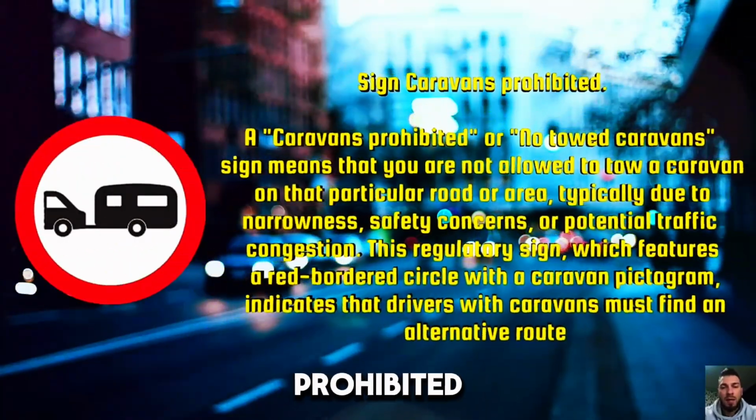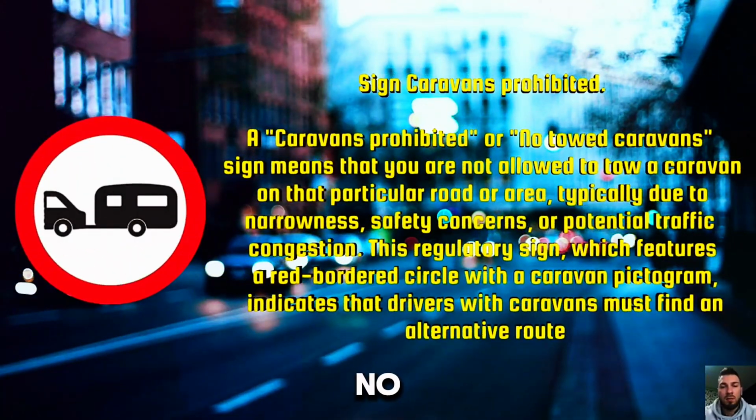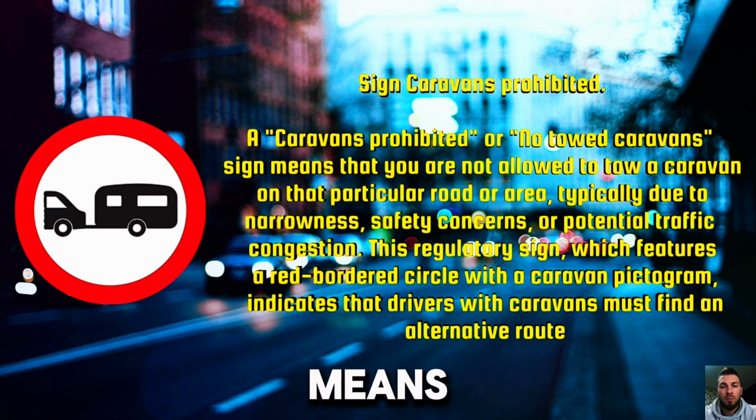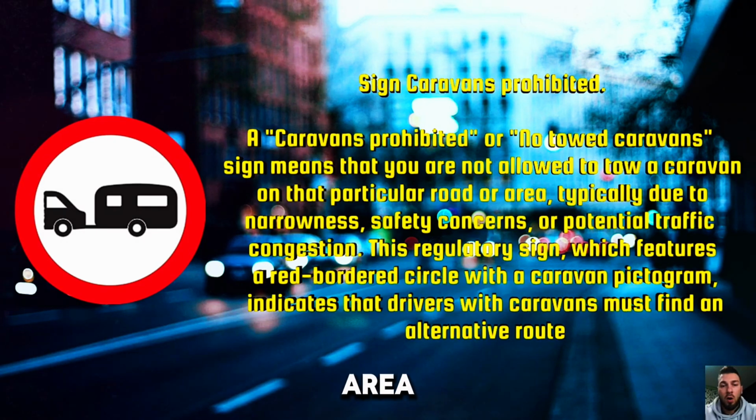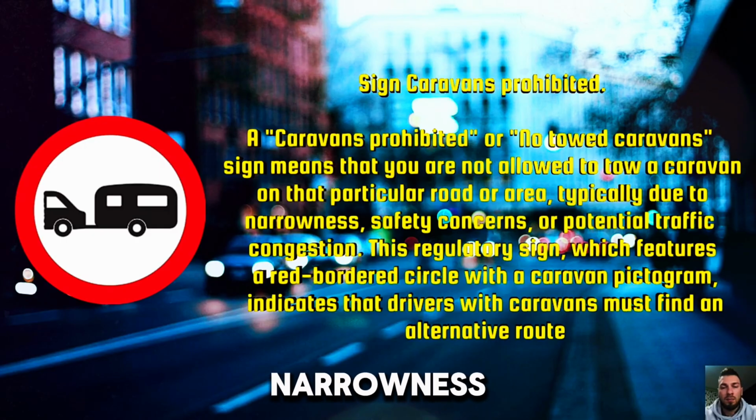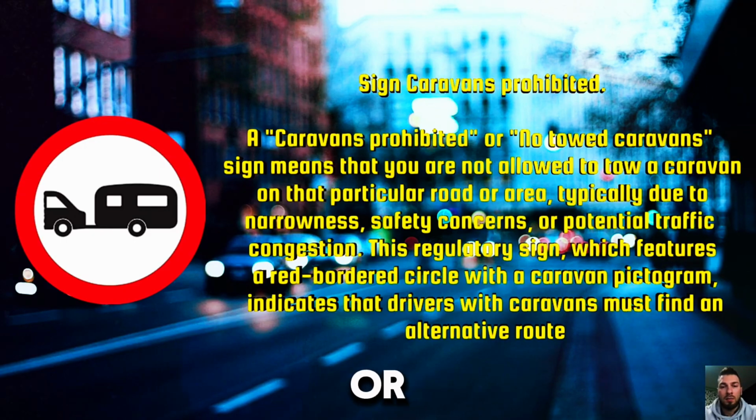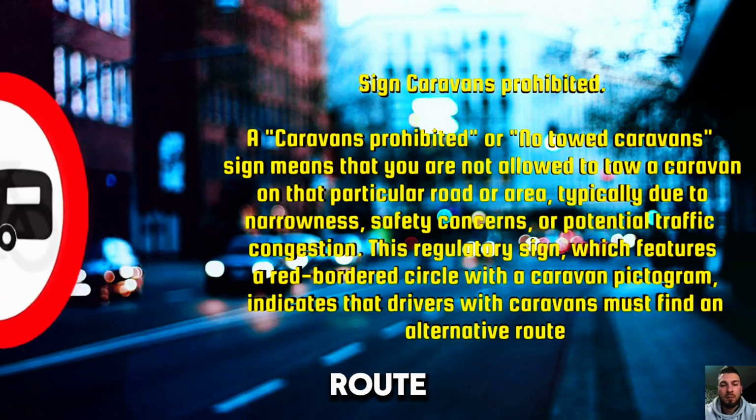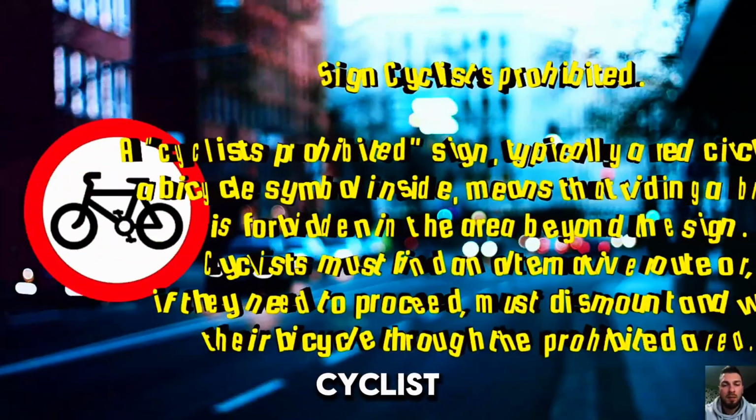Sign caravans prohibited. A caravans prohibited or no towed caravans sign means that you are not allowed to tow a caravan on that particular road or area, typically due to narrowness, safety concerns, or potential traffic congestion. This regulatory sign, which features a red-bordered circle with a caravan pictogram, indicates that drivers with caravans must find an alternative route.